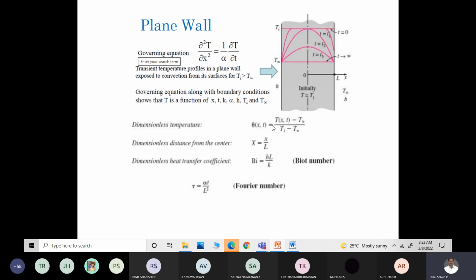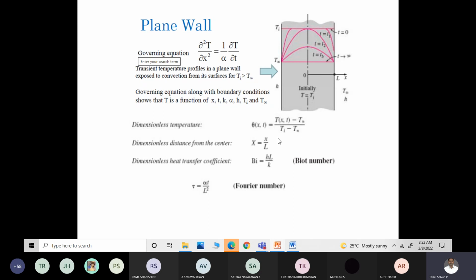Okay, and Ti and T infinity are nothing but the initial temperature and the surrounding fluid temperature. So what happens here is the dimensionless temperature, T at x comma tau, is (T minus T infinity) divided by (Ti minus T infinity). Here T naught is not there in this expression; you will be having Ti.